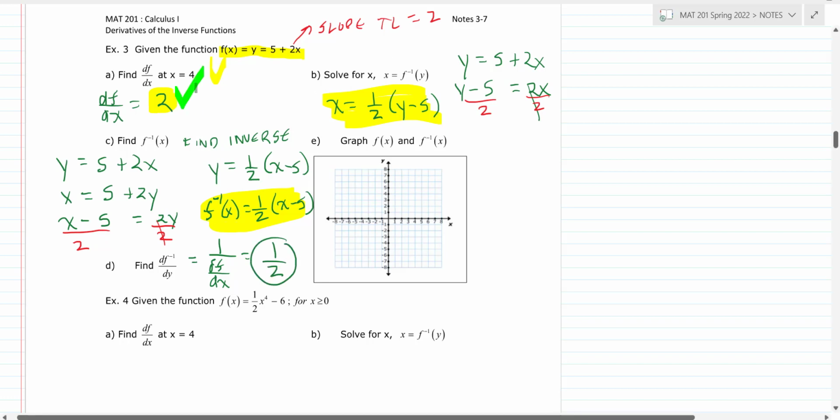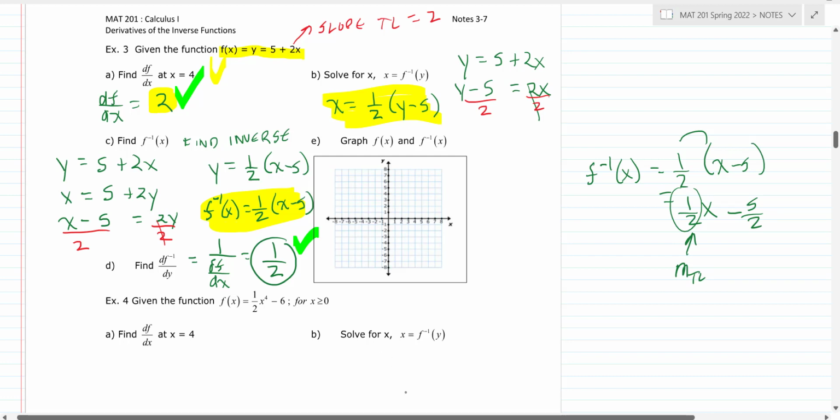So you've got the slope of the tangent line of f is 2, so the slope of the tangent line on the inverse is 1/2. The other way you can look at this is, notice right here, f inverse of x equals 1/2 x minus 5. Well, if you multiply this out, your inverse is also a linear function, and the slope of its tangent line is going to be 1/2. So that's what I want you to see.